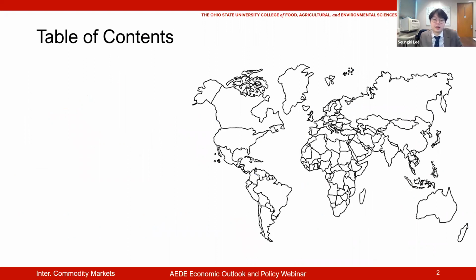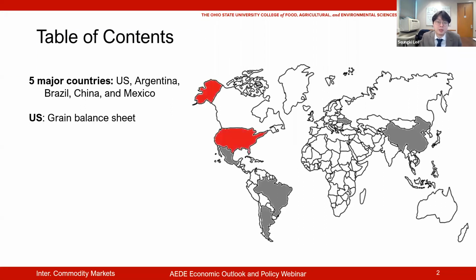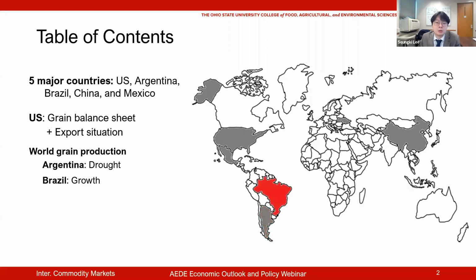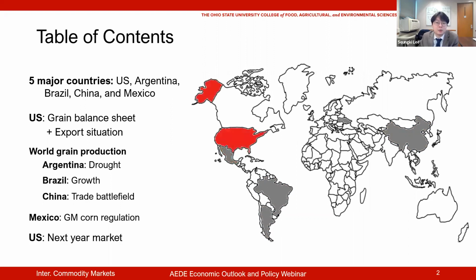So this is a table of contents for today. In the presentation, I'm gonna focus on five countries important to US grain markets, and those are the US, Argentina, Brazil, China, and Mexico. First, I will show the snapshot of the current US market and export progress. Then I'm gonna share the world grain production projections. Based on that, I will discuss the Argentina drought issue and Brazil's rapid growth in the international market, and the market situation in China, which is the biggest trade battlefield among grain exporters. After that, I will shortly talk about Mexico GM corn regulation news. And lastly, I will discuss the prospects on the 2023-24 market for the US.